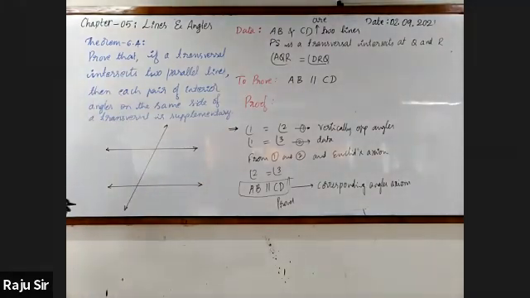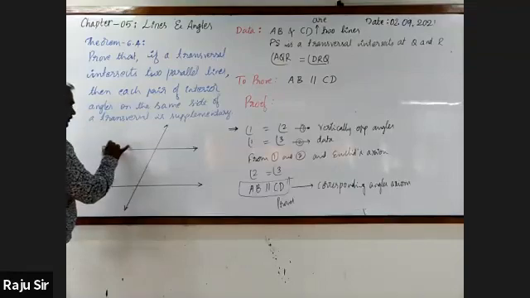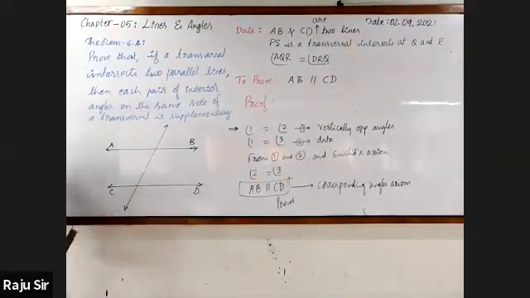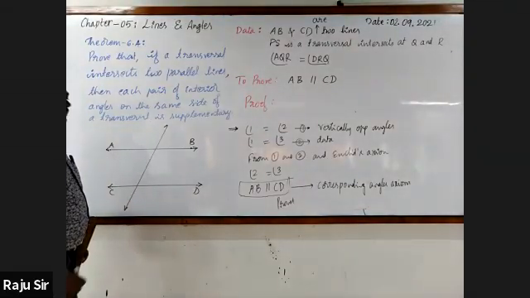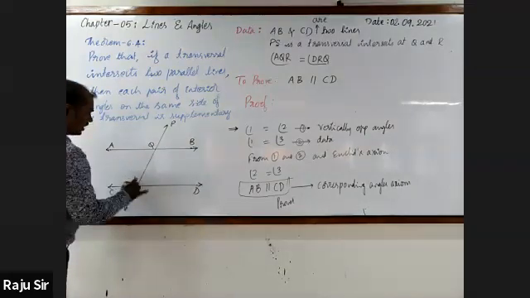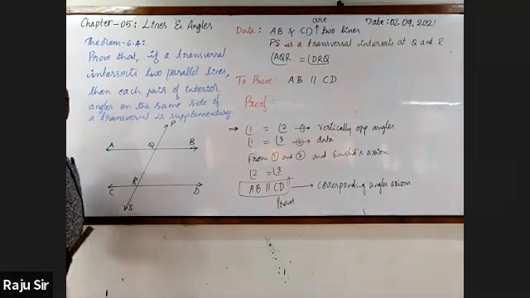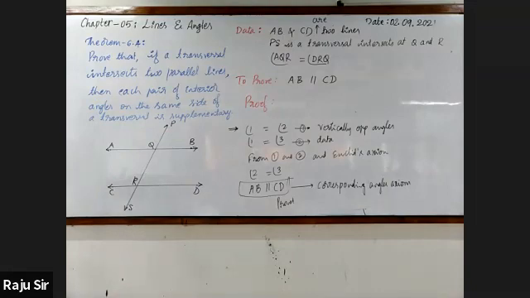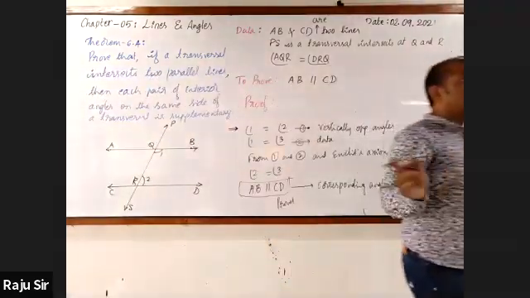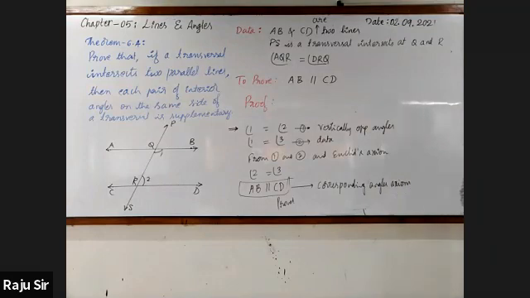Let us name these lines. AB. Next line, CD. How are these? Parallel. Then P, Q, R, S. What is PS? Q and R are points of intersection. Then what do you call angle 1 and 2? Interior angle, co-interior or allied angle.